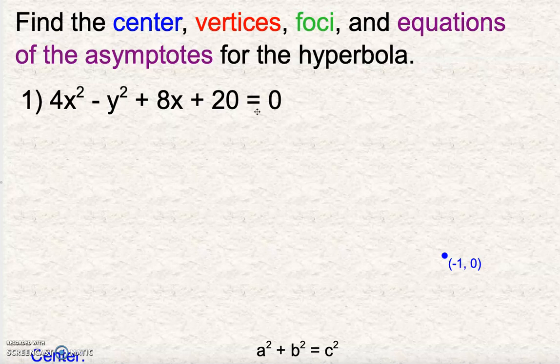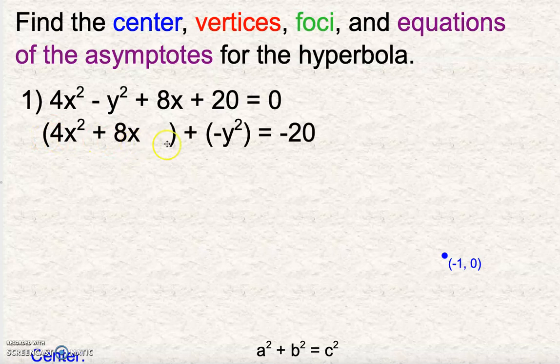Welcome back. Hopefully you completed the square successfully. Let me walk through what I did. First thing I did is I grouped my x's and I grouped my y's, and I took this constant of 20 to the other side. Now to complete the square, I want no number here other than a 1, so I factored out a 4. I just went ahead and made this minus y squared equals negative 20.